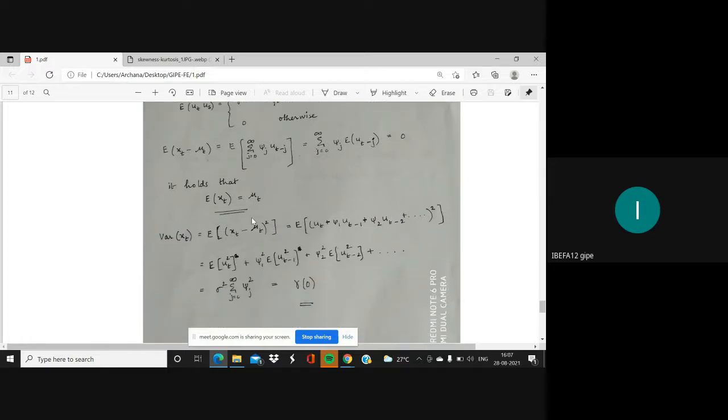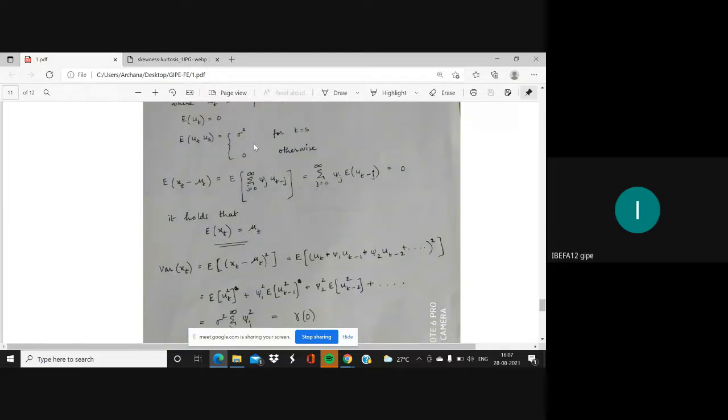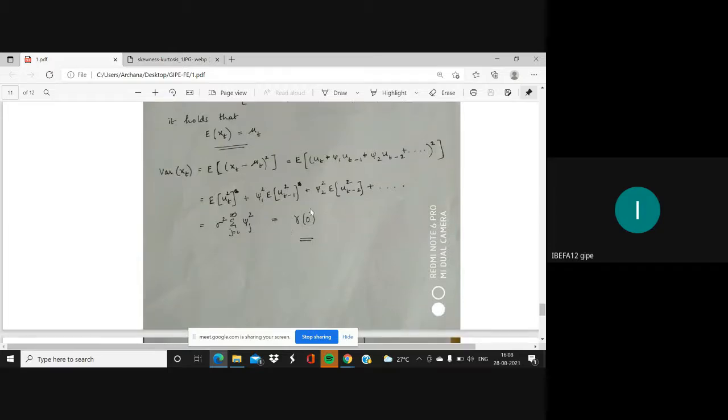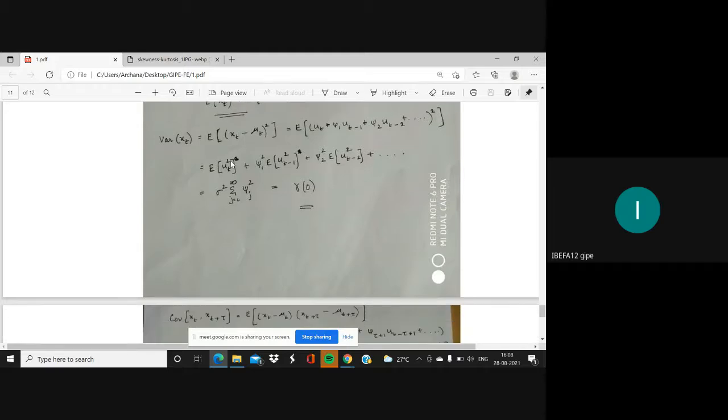So these are assumptions that the psi j's are constants, that ut is a white noise process. So these things are true for ut. So variance of xt is nothing but your gamma 0, or the covariance at lag 0 basically. Up to this point, is it clear to everyone?